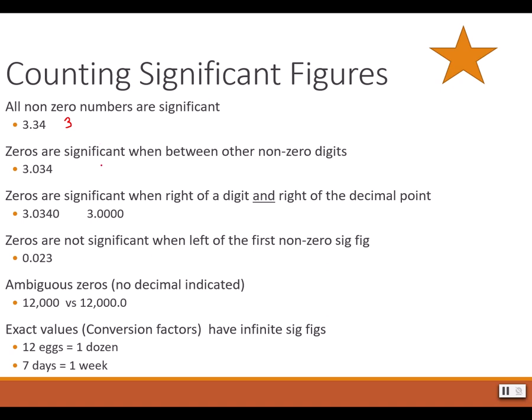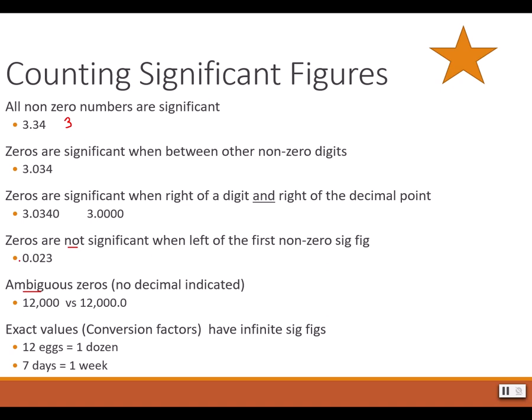Where it gets a little tricky for students, I think, is the zeros. So there are 2 places where zeros are not significant, and I'll focus on those right now. So zeros that are to the left of the first non-zero sig fig and to the left of a decimal are not significant. That doesn't mean we can drop them, that just means they do not speak to the level of precision of a measurement.